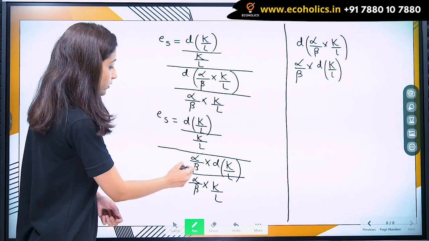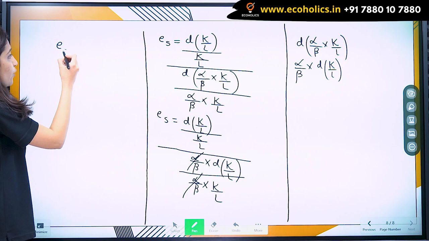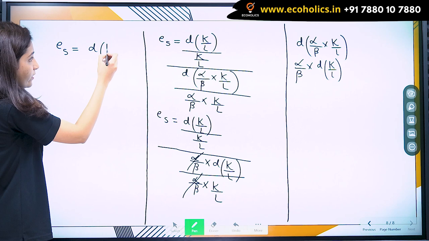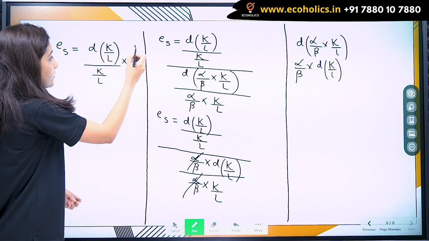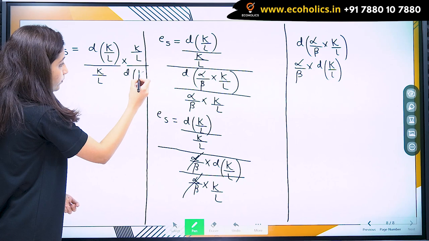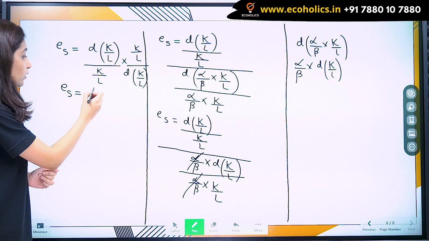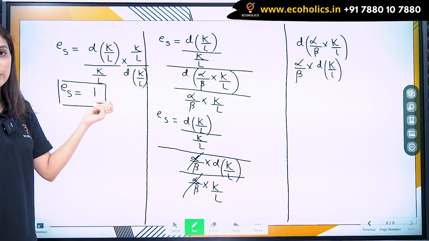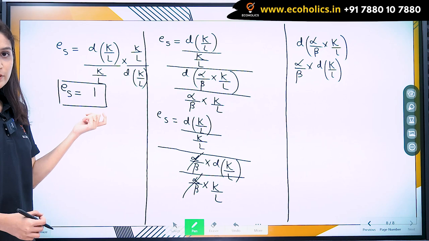Now what we have is elasticity of substitution is equal to, now this is D, that is the derivative of K by L, upon K by L, into, now this becomes like this. Basic math. Therefore, our elasticity of substitution will be equal to 1. So this was basic math, that K by L gets cancelled and this equals 1. So what we got is our elasticity of substitution is equal to 1.